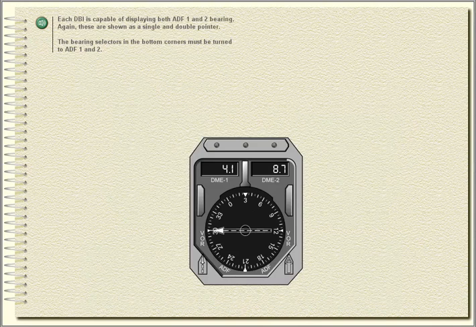Each DBI is capable of displaying both ADF 1 and 2 bearing. Again, these are shown as a single and double pointer. The bearing selectors in the bottom corners must be turned to ADF 1 and 2.